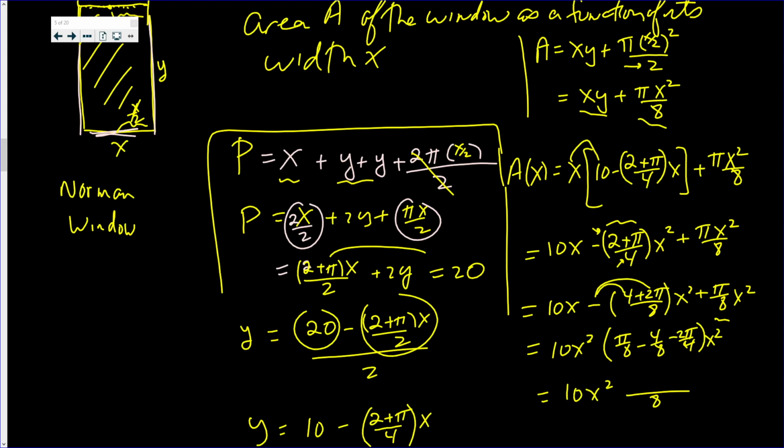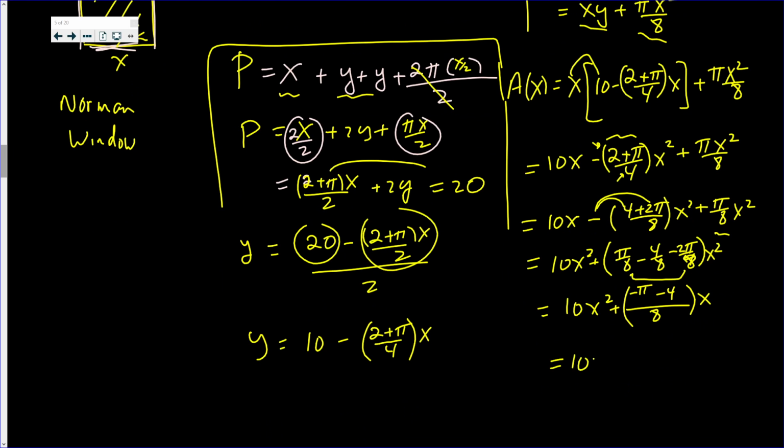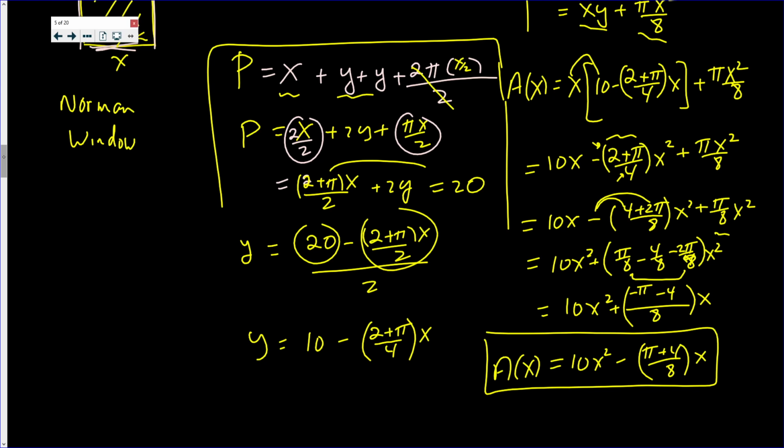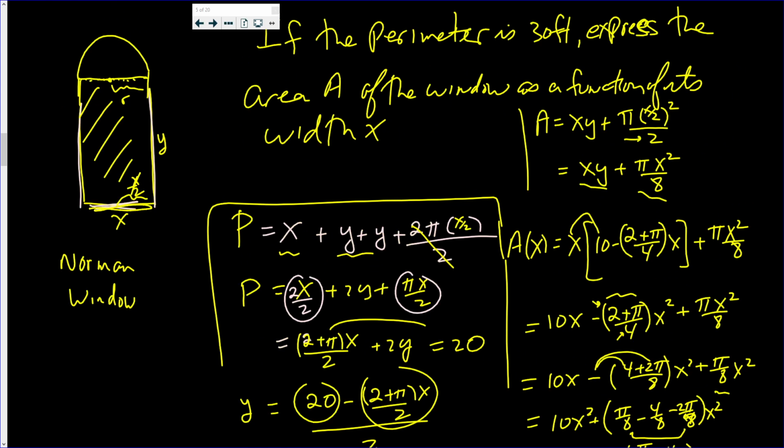Well, we can combine those, 2 pi over 8. So it's minus pi over 8 minus 4 over 8 times x. One last thing. Factor out the minus sign. We get 10x minus pi plus 4 over 8 x squared. I have A, the area of that Norman window, just as a function of x.